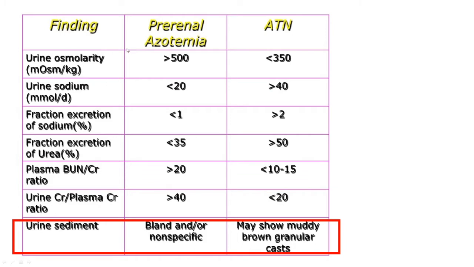This is again just to re-emphasize some of the parameters in a tabular form given here. But here I want you to pay attention to the urinary sediment which you get in urine analysis. It is very bland or non-specific, with no changes observed in pre-renal azotemia, whereas in intrinsic renal causes or in ATN you may see a lot of muddy and opaque urine sample with the presence of brown granular casts.